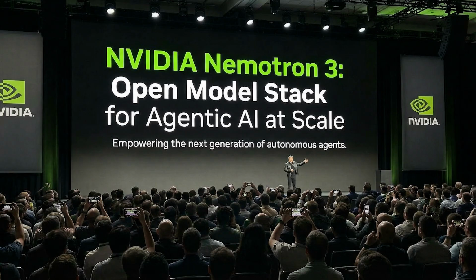The entry point is Nemotron 3 Nano. This is your lightweight workhorse. It's perfect for those highly efficient targeted tasks. It has 30 billion total parameters, but, and this is the key, it only activates up to 3 billion at any one time. This version is available right now.